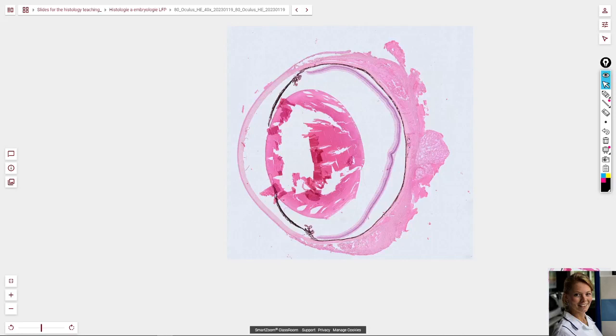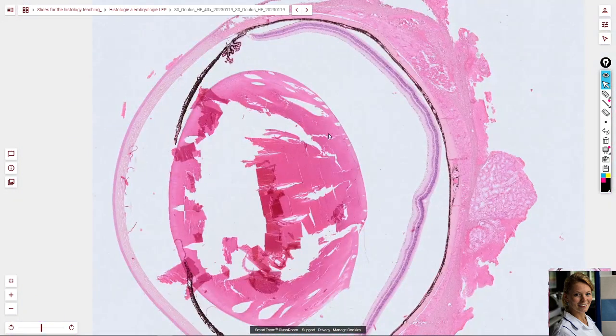In this video, we will take a look at the slide of eyeball. This slide is stained with hematoxylin-eosin. The wall of eyeball is composed of 3 layers. The first layer is fibrous layer, tunica fibrosa bulbi.